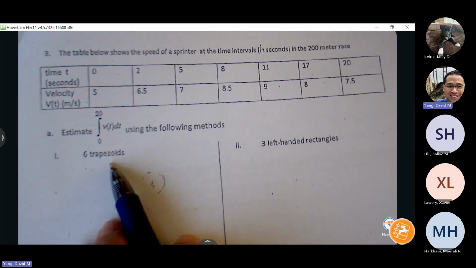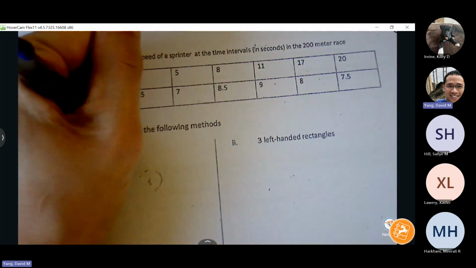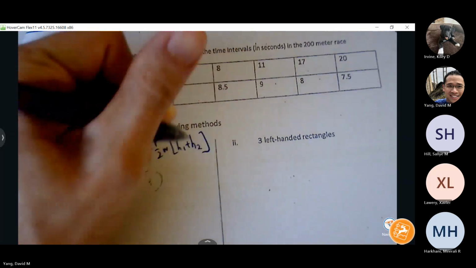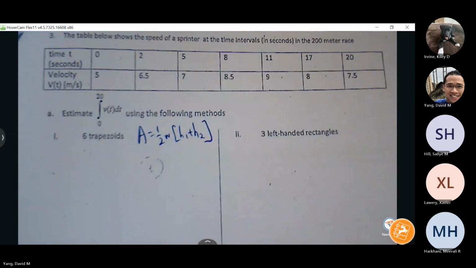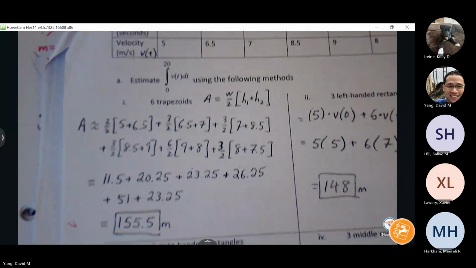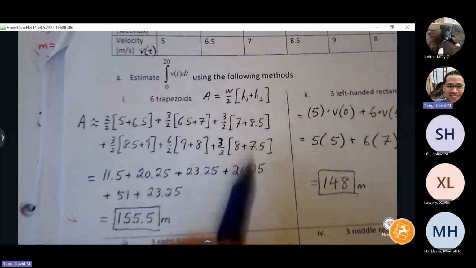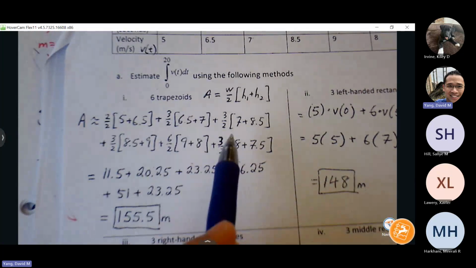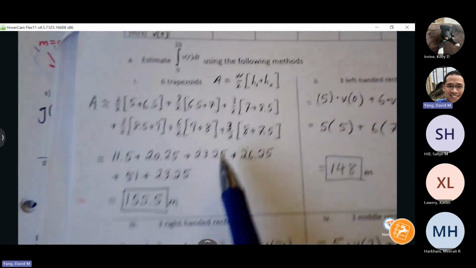we started off talking about trapezoids and how we can use that formula. Area is 1/2 width, height 1 plus height 2. Guys, the key is attached in your packet too. We add up all the areas of the six trapezoids, and as long as you know how to do it, then we're just going to move on.